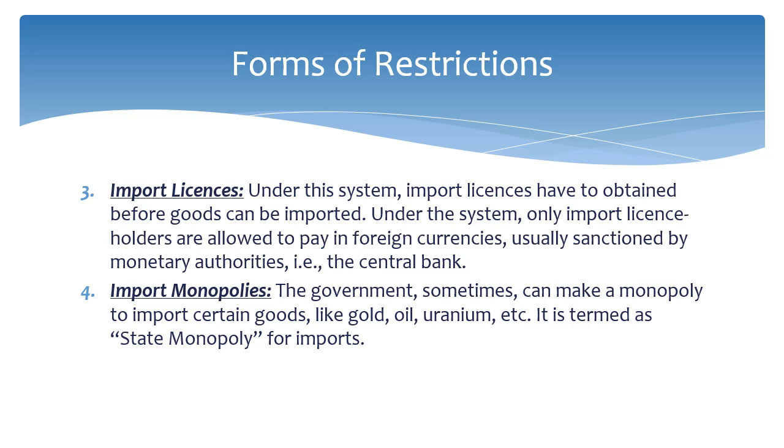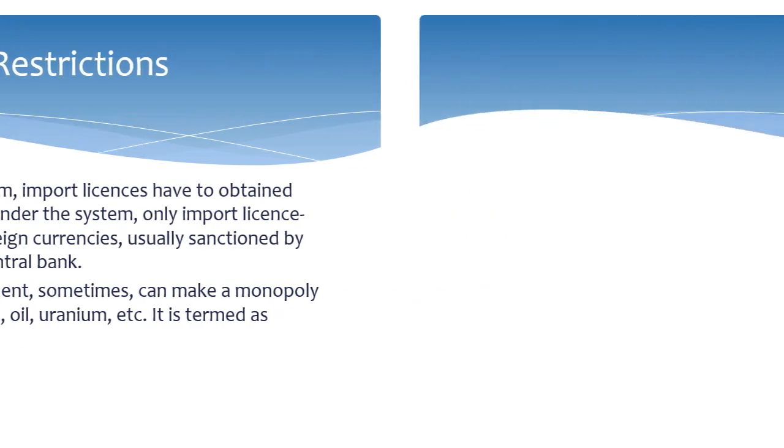4. Import monopolies. The government, sometimes, can make a monopoly to import certain goods, like gold, oil, uranium, etc. It is termed as state monopoly for imports.